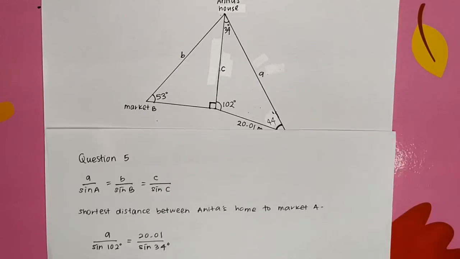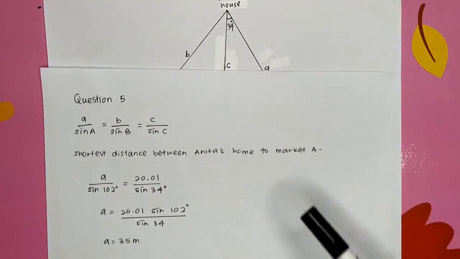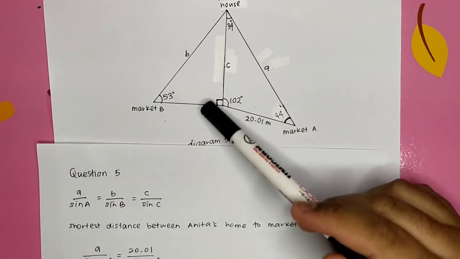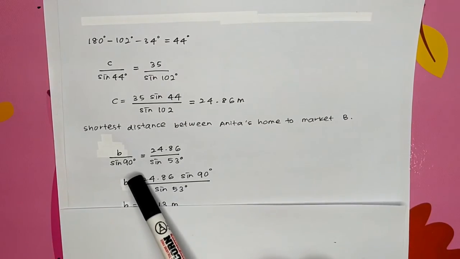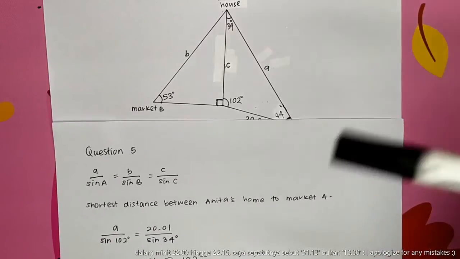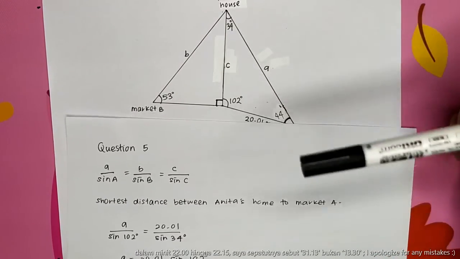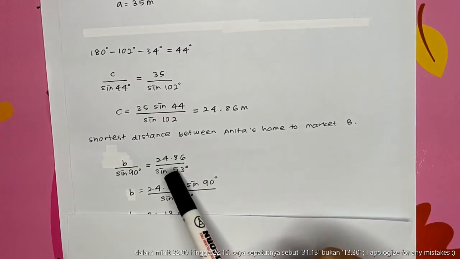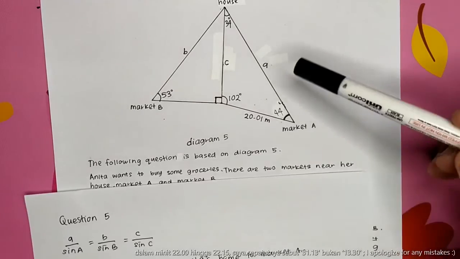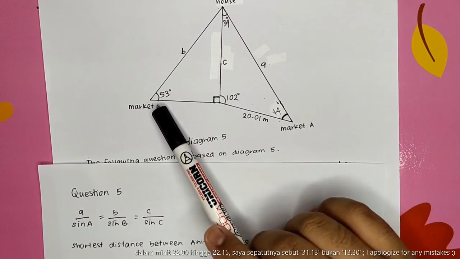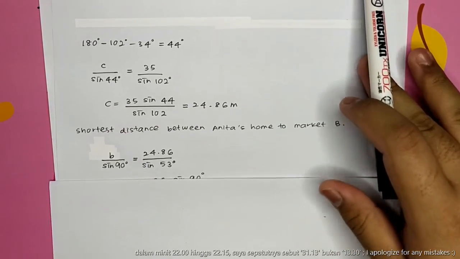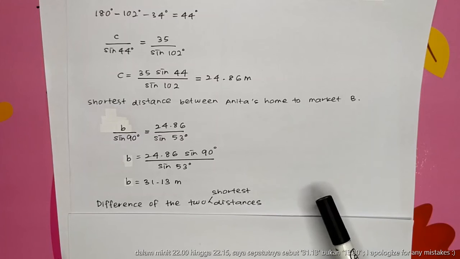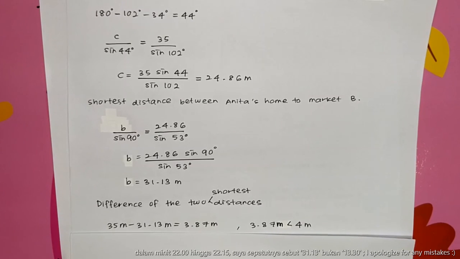Now we need to find the value of B, which is the shortest distance between Anita's house to market B. So we will make B over the opposite angle of B, which is 90 degrees. So B over sine 90 equal to, we already found C, which is 24.86, over sine 53, the opposite angle of it is 53. So B equal to this, and the value of B is 31.30 meter.